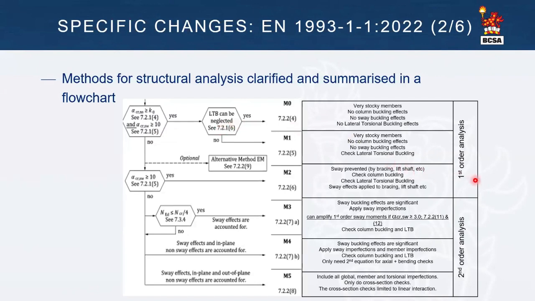If we look here now at the last column in this table, you can see that for some of the methods, a first order analysis is possible. So the first 3 methods, M0 to M2, allow you that. And for others, you will need to carry out a second order analysis of the structures. That's for M3 through M5. I'll have a look at the alternative method later.